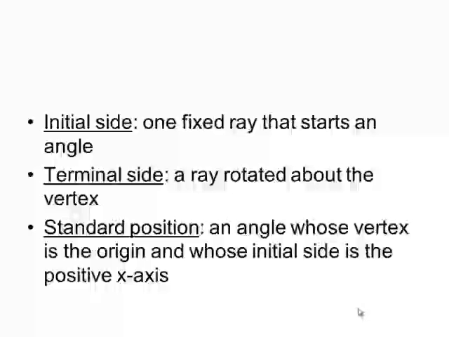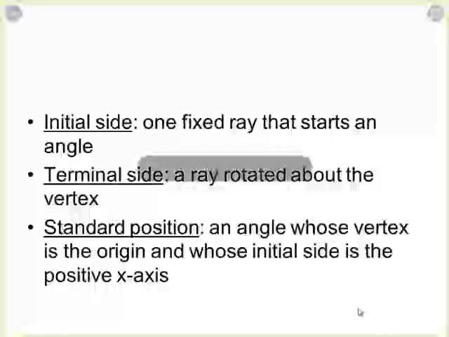When we graph an angle in trig, we're going to have what's called an initial side. We learned at the beginning of the year that an angle is defined as being two rays with a common endpoint that we call a vertex. One of those rays we're going to call our initial or starting side, and then the second side we're going to call the terminal or the ending side.